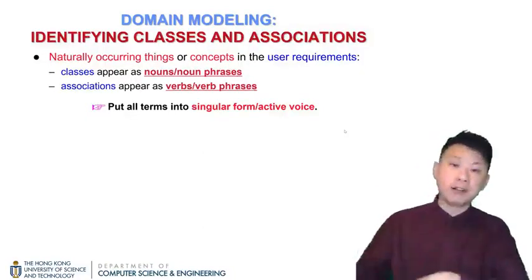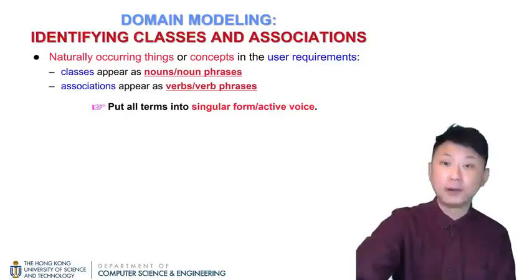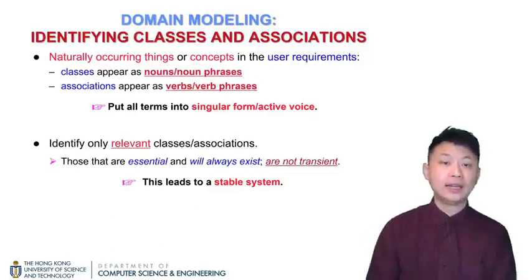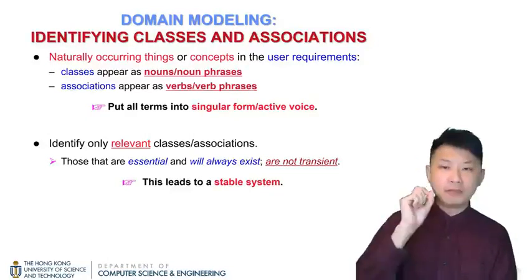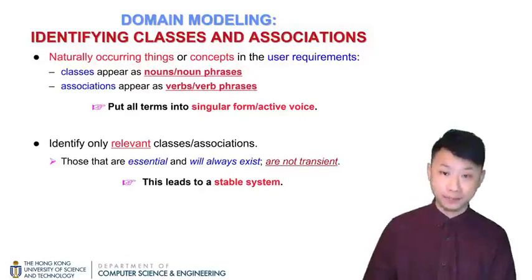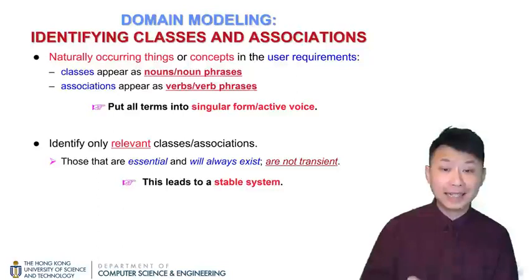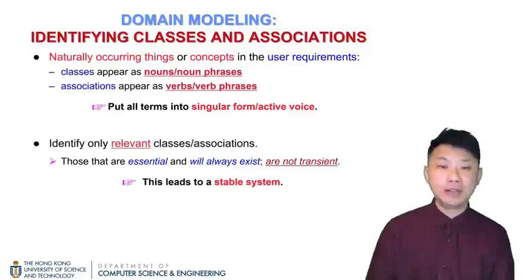So again, you try to extract all the verbs and verb phrases from your problem statement, and they are potential associations within your class diagram. And after you extract all the nouns and verbs, you try to put them in singular form and also active voice for easy reading. And notice that you only identify relevant classes and associations. If they are not relevant, you may ignore them. And again, we try to keep track of all the objects that persist or that you want to keep track of within the system. So we only try to keep track of those classes and associations that we need to keep track of and those that will persist within the software system.